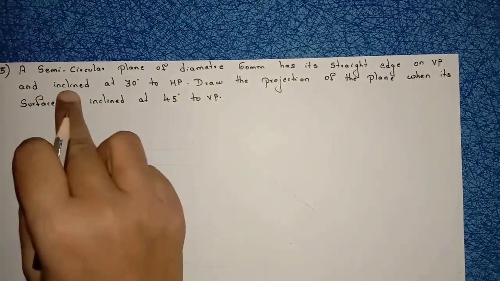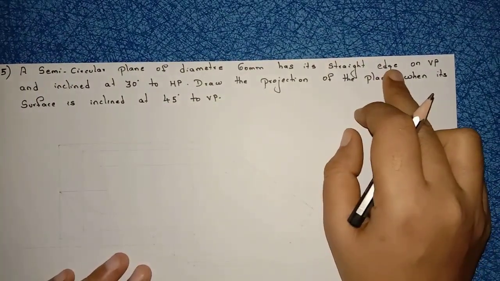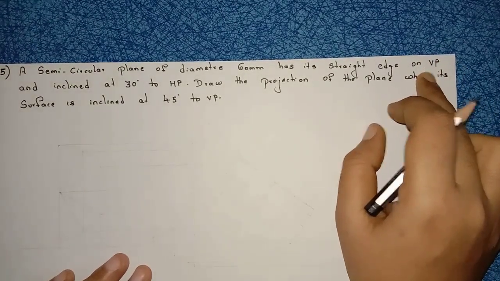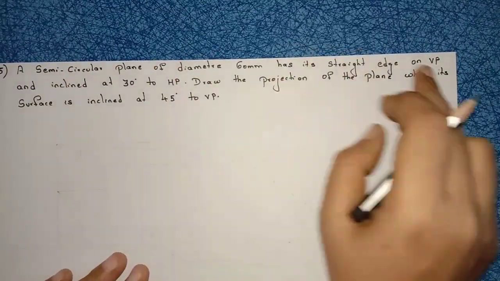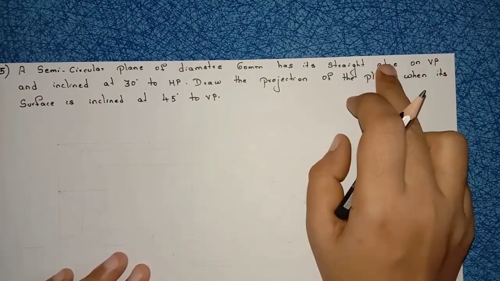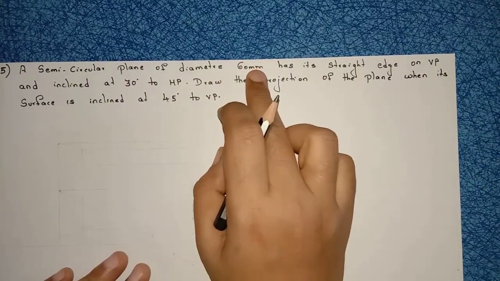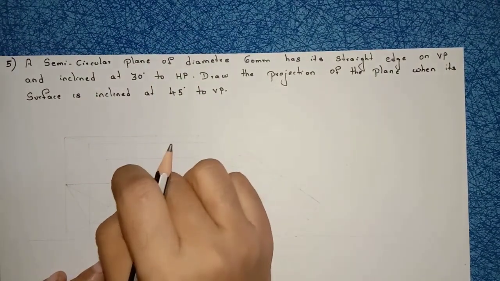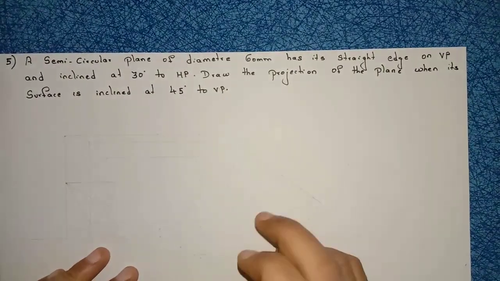Now we are going to construct a semicircle. The condition is the edge should be on VP, so we should start the problem on VP. Here they mention the semicircle diameter is 60 mm and two angles, 30 degrees to HP and 45 degrees to VP. Draw the projections means we have to construct the front view and top view.